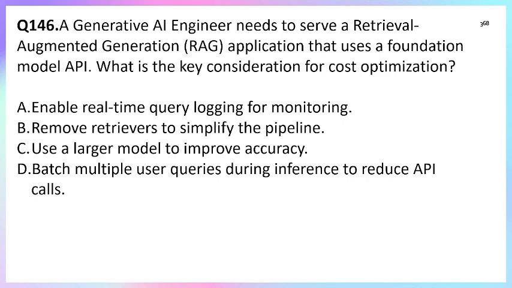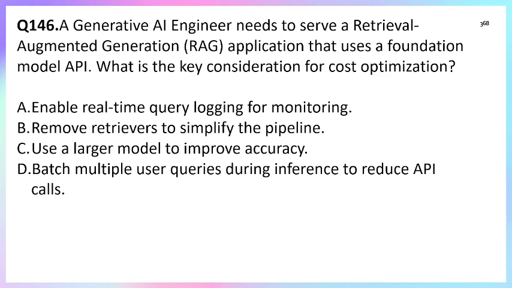Whereas option B, remove retrieval to simplify the pipeline. Retrieval is the core of RAG. Removing it would hurt the accuracy hugely, so we cannot remove the retriever. So options B and C are incorrect.